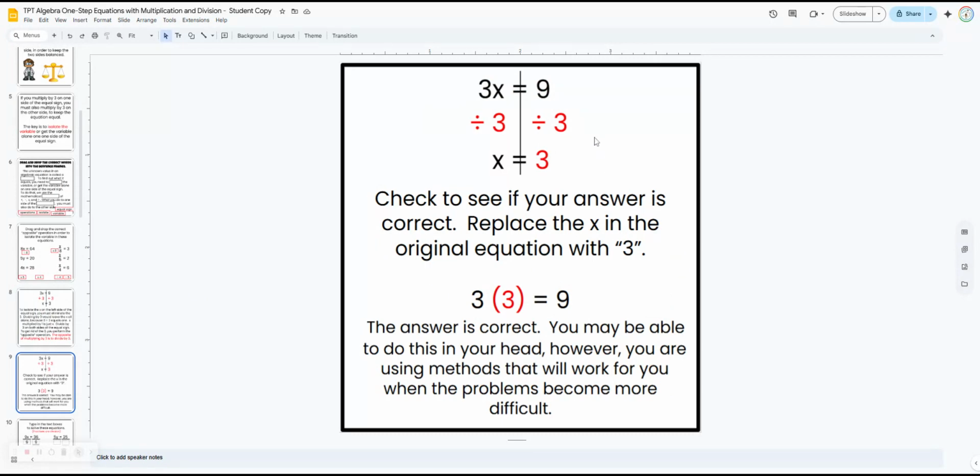Now students are going to say, oh, that's easy, I don't need to check that answer. But they need to get in the habit of doing this, because when the problems get longer and more complicated, they need to know how to check their answer. So they're going to put their solution in place of the variable in the original equation and see if it works.